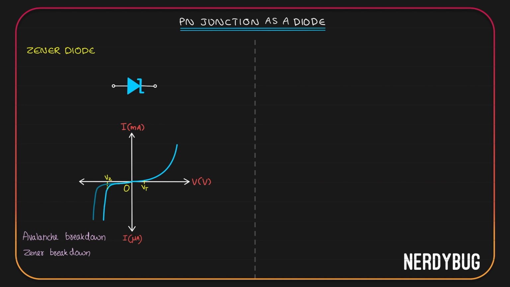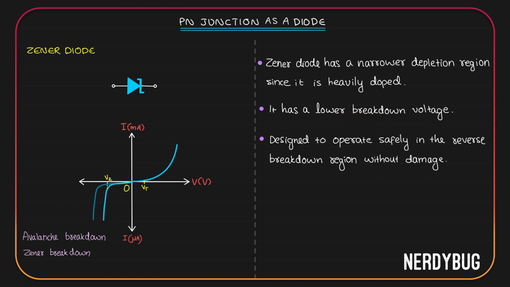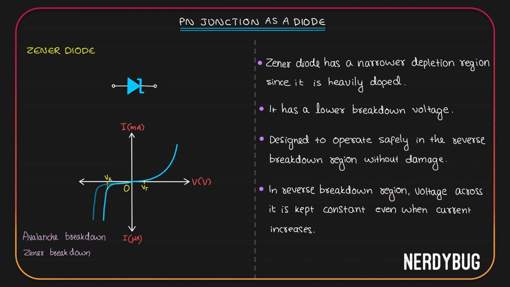Let us see how Zener diode is different from a normal PN junction diode. The first thing is, Zener diode has a narrower depletion region because it is heavily doped. Because of this, it has a lower breakdown voltage, which we can see over here. It is also designed to operate safely in the reverse breakdown region without any damage. In the graph, you can see when the applied voltage is Vz, the current increases sharply. Or you can say even when the current increases and take any value, voltage across the Zener diode is Vz. It is constant.